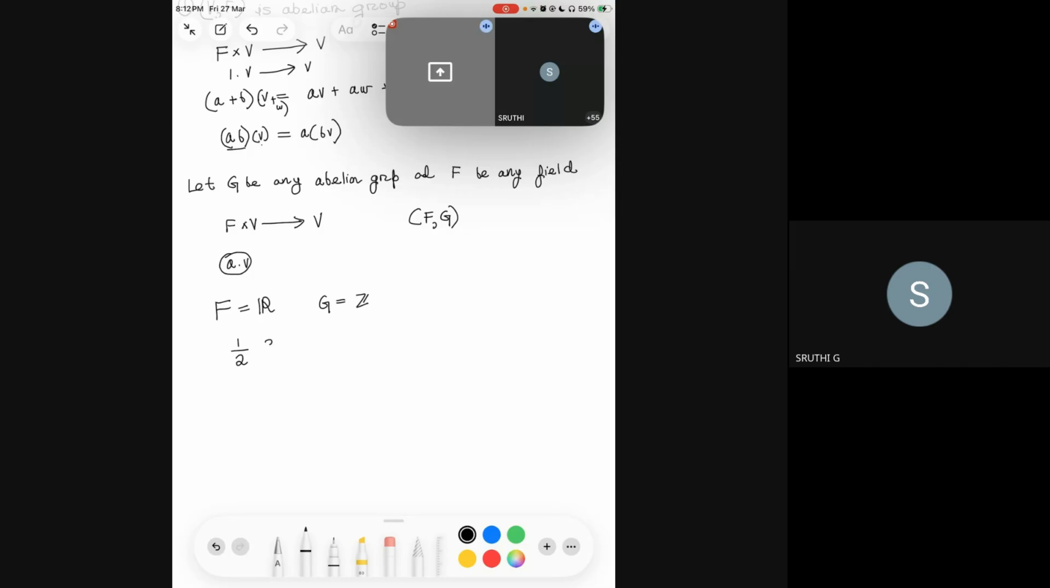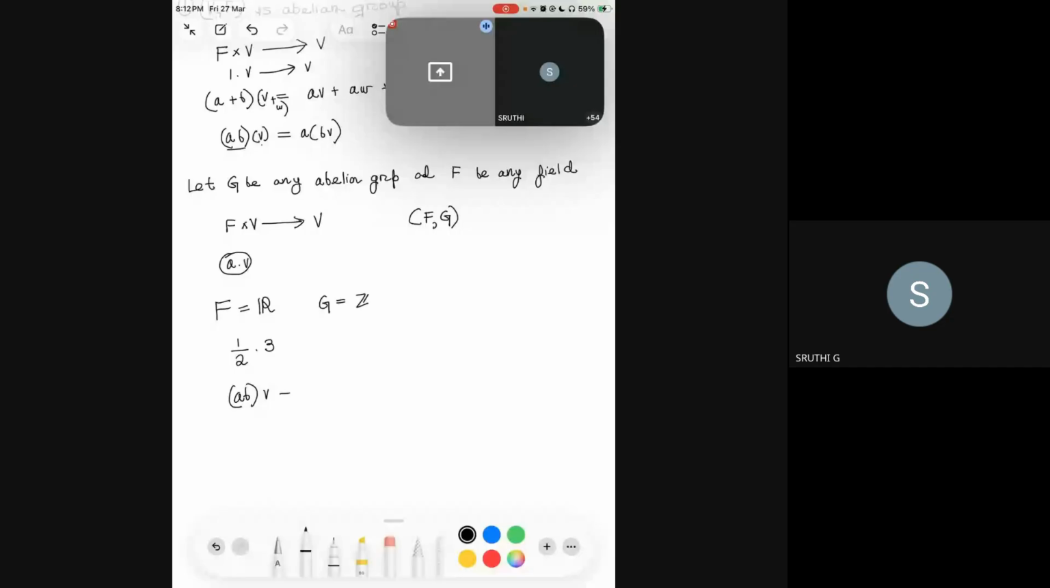Okay, let's take three. What is the reason there is no action like this? The third property is not satisfied, sir. Like (ab)v is equal to a(bv), that will not get satisfied.